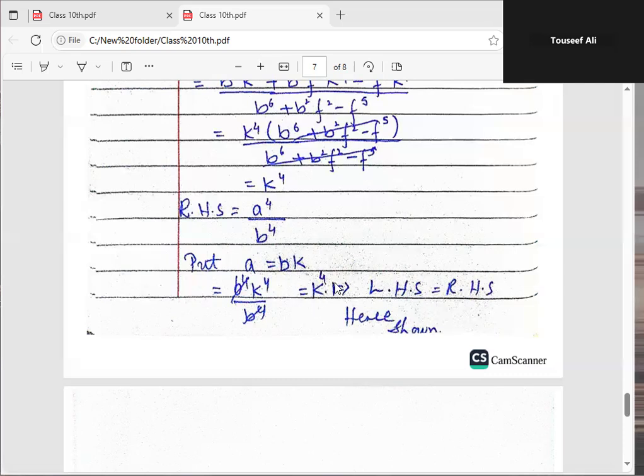We have simplified the left hand side, whose solution is k^4, and also simplified the right hand side, whose solution is k^4. This means the left hand side and right hand side are equal to each other, hence shown.